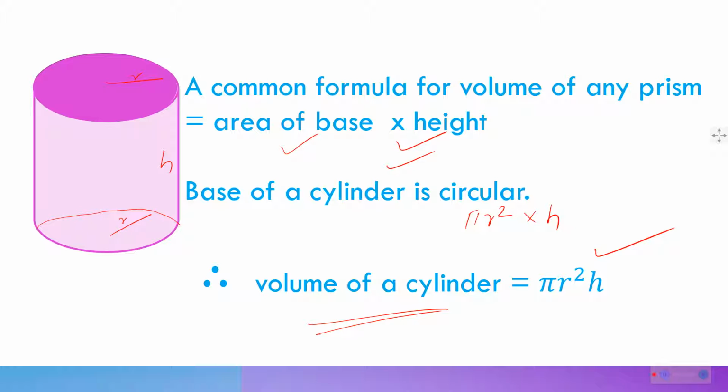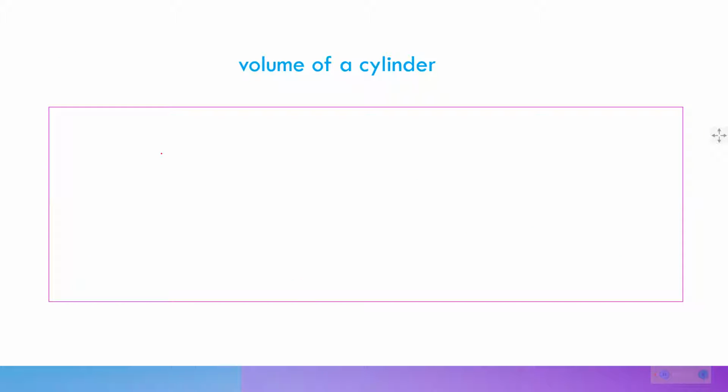Base into height is the formula. When we calculated the formula of a cuboid, it was length into breadth into height. In the case of a cube, it was length into breadth into height, but all are equal, so we wrote l cube. Here also, area of the base into height. Finished. That way the formula is derived. That's why I went fast. So volume of a cylinder can be calculated by the formula pi r square into h. That is pi r square h.